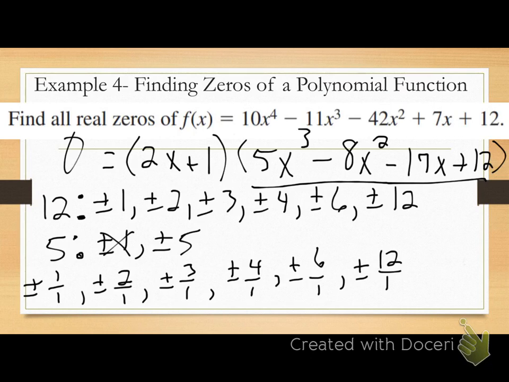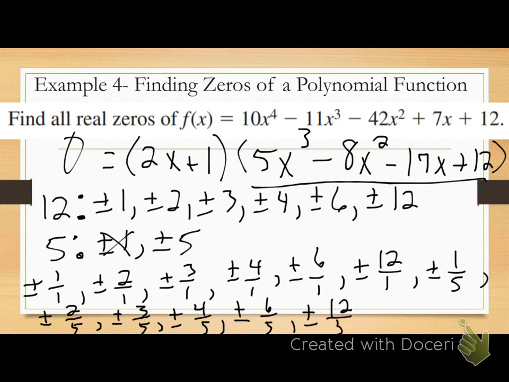Now what do I need to do? Put all of them over 5 now. Is that one already listed where I need to cross it off? Nope, I can leave it. Plus or minus 2 over 5. Plus or minus 3 over 5. Plus or minus 4 over 5. Plus or minus 6 over 5. Plus or minus 12 over 5. Are any of those multiples where I need to take them out? Nope. Here's my list of possible solutions for this new polynomial.